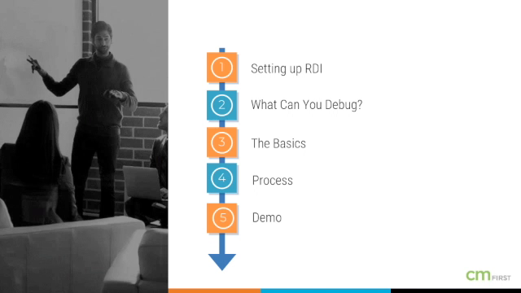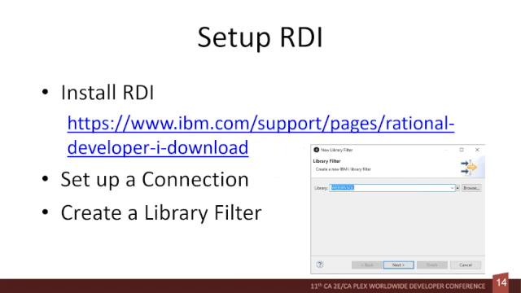So what we're going to talk about is a quick overview of setting up RDI, what you can debug, and the basics about debugging. I'm going to go through a series of screens that show you the process, and then we're actually going to have a demo on that. So first thing you need to do is get RDI, of course. It is a product you have to purchase. It's an IBM product, but I found out recently that Help Systems, I think, is the one that is actually doing the development on it now.